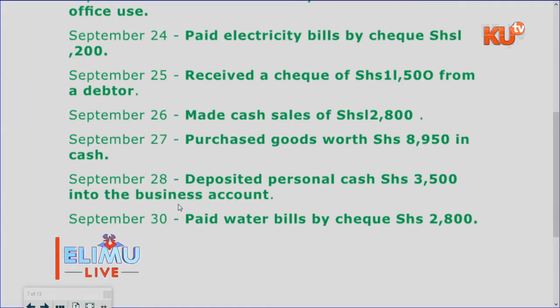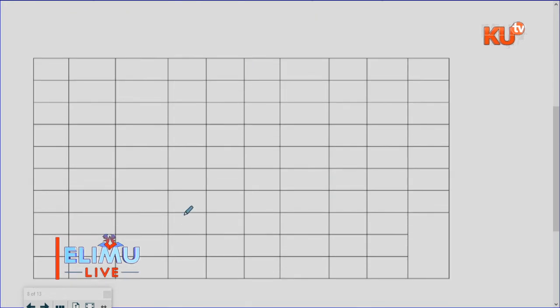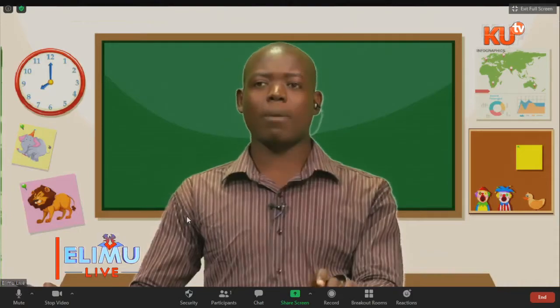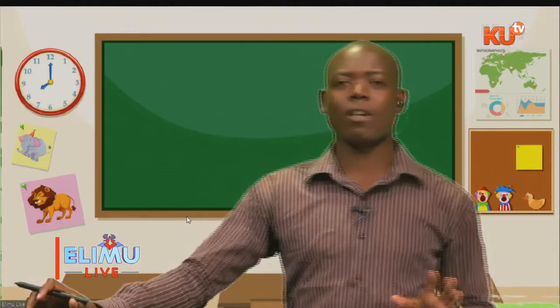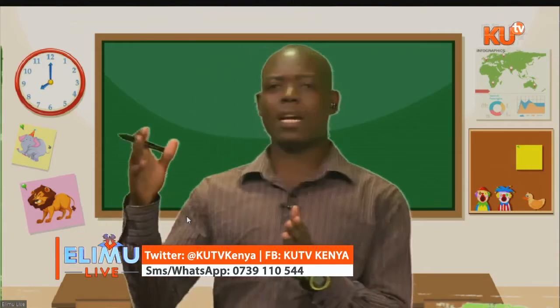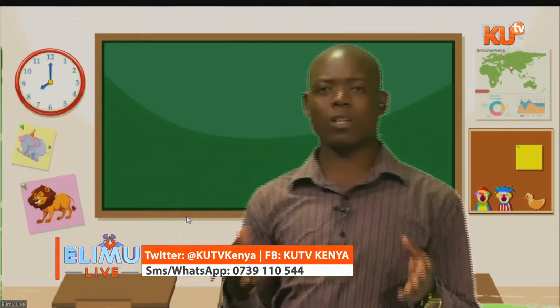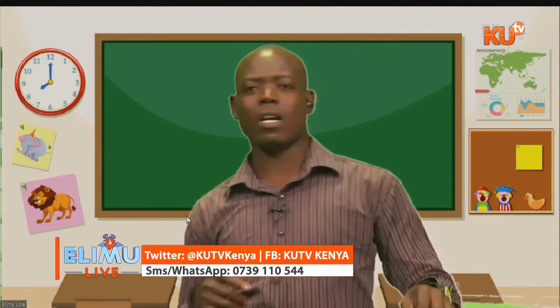So let's analyze this question. We were told to prepare a two-column cash book. Students, draw the format of the two-column cash book. Both sides of the cash book: date, details, folio, cash, and bank. The other side again: date, details, folio, cash, and bank. Once you have the format, we can look at the question step by step. Hope you are drawing. Good.